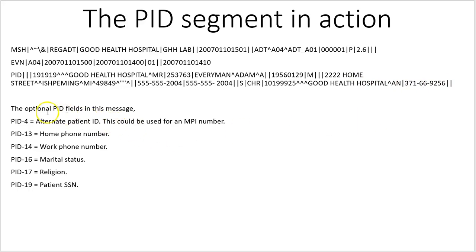So in this message, you can see that even though they're not required, they're using several optional PID fields to gather a lot more data about the patient. And the more data you have, the more things you can do with it, the more you can figure out, things like how many single Christians were admitted to the hospital today. So they're using PID 4, 13, 14, 16, 17, and 19 as optional PID fields to gather more data.